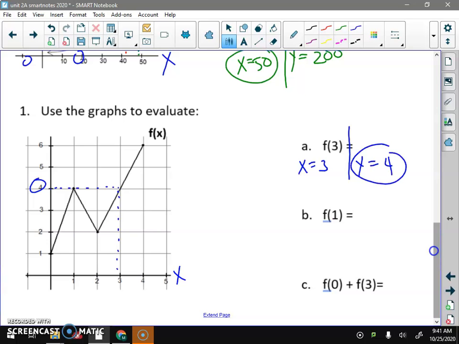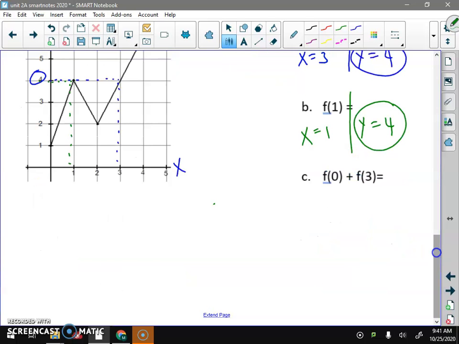f of 1. Let's do this one in green. Draw the great wall. x equals 1. What does y equal? Up and over. It also equals 4. And if we're going to add f of 0 plus f of 3, we practiced these the other day.